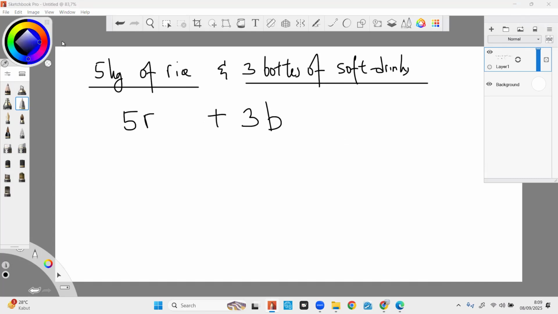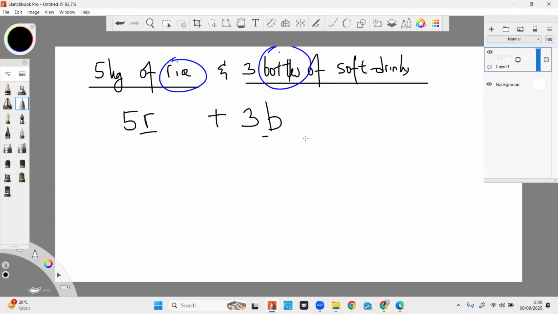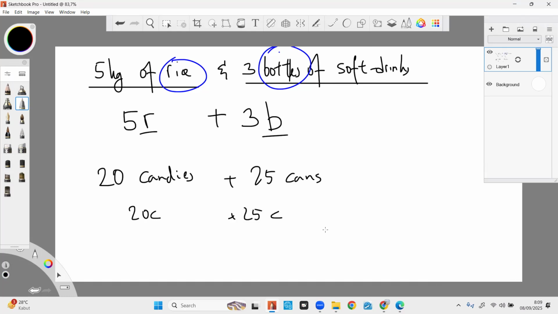But you have to make sure that rice and soft drinks or bottles have different letters or variables. So the variables have to be different. You cannot say, let's say I want to buy 20 packs of candies and 25 cans of water. Can you just write 20C plus 25C like this? No. Why? Because candies and cans are different. Different units, different variables. So this is wrong. Okay, be careful about this.